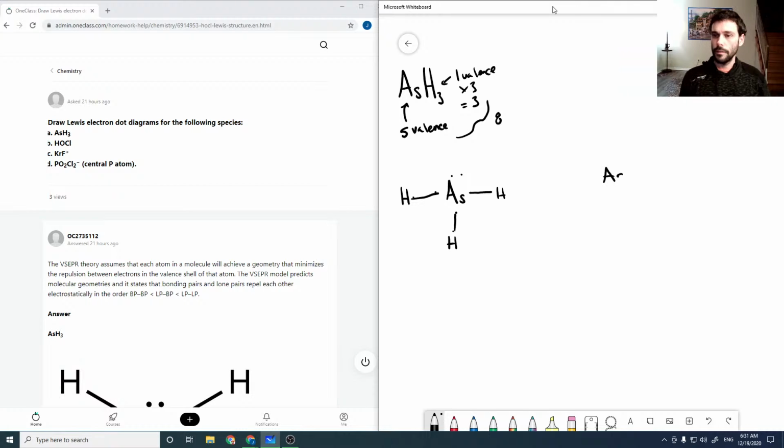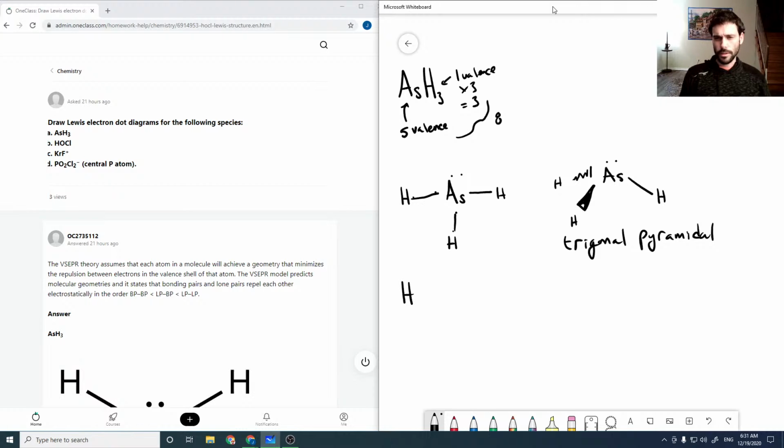So it'd be a trigonal pyramidal structure, where the wedges are out of the board and the dashes are into the page. So that'd be a trigonal pyramidal. Okay, and then I guess it's just electron dot diagrams, but oh well.